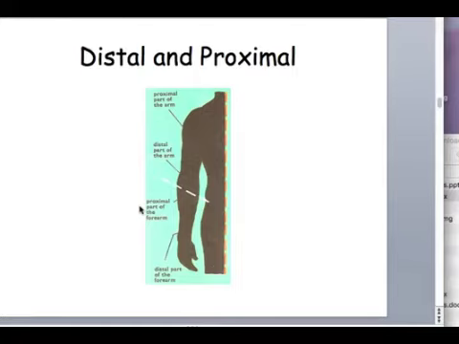Is it distal compared to the heart? Is it distal compared to the hip? Okay, the knee is more distal to the heart than the hip is because it's further away. But it's not more distal to the hip than the thigh is, right? That doesn't make sense. Usually when we talk about distal and proximal, we're talking about things that are closer and farther away to something else.